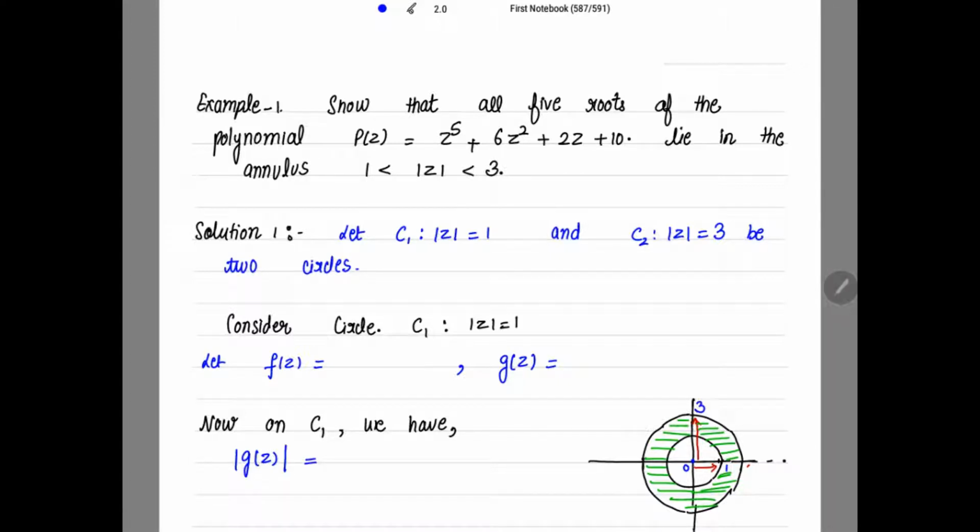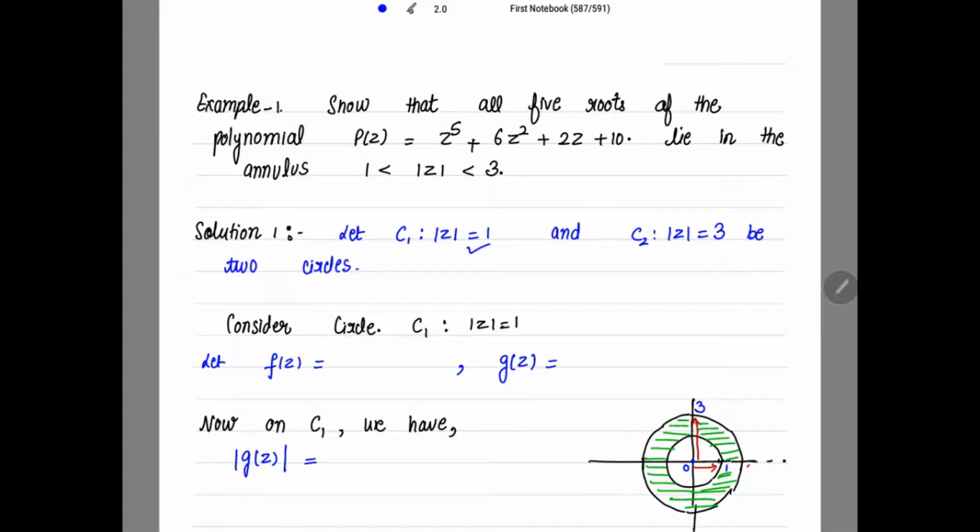So just see this diagram. The inner circle is of radius 1, the outer circle is of radius 3. I consider 2 circles because the annulus is given to be 1 < |z| < 3. So the annulus is this green colored portion, right? So in this diagram I'm having 2 circles. So let's consider these circles. Circle C1 is |z| = 1 and circle C2 is |z| = 3. These are the 2 circles. Let's consider the first one, C1, that is |z| = 1.